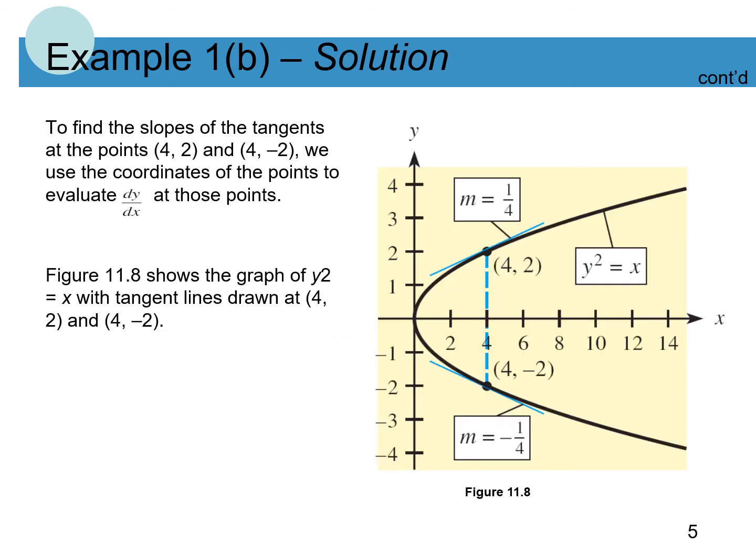Then to find the slope of the tangents at the points (4, 2) and (4, negative 2), we use the coordinates of the point to evaluate dy over dx at this point. Therefore, figure 11.8 shows the graph of y squared equal to x with tangent lines drawn at (4, 2) and (4, negative 2).